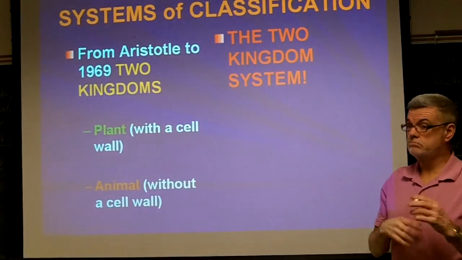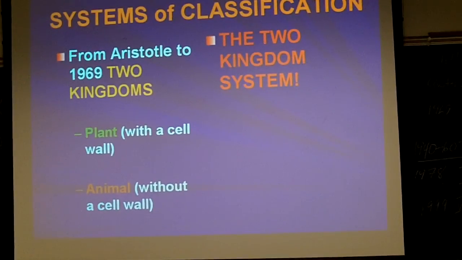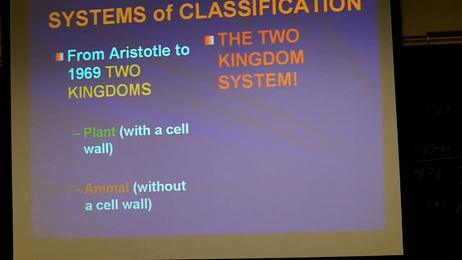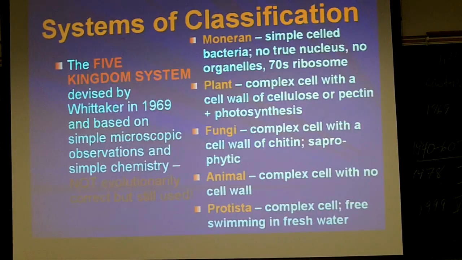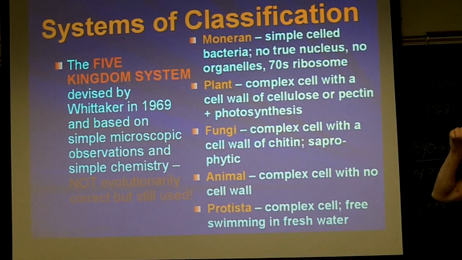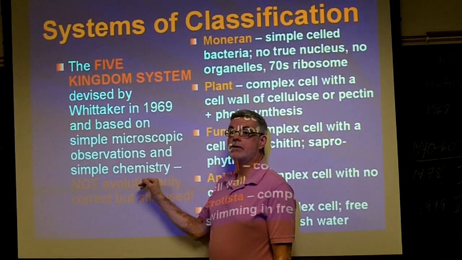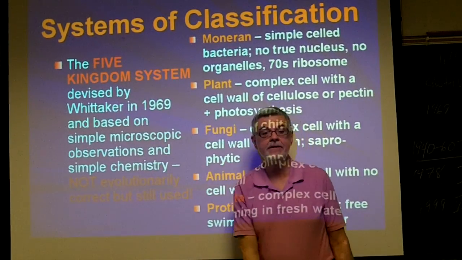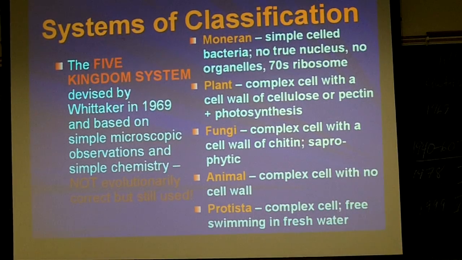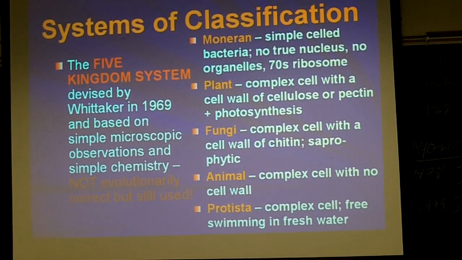And it was based on plain old observation, with the cell wall or without. And then, in 1969, Whittaker came up with this, well, let's just analyze the cell wall. Simple microscopic observation and simple cell wall chemistry was how we got the five-kingdom system. And I'm sure you learned the five-kingdom system, didn't you? Everybody does. You start in grade school, and then you go to junior high and high school, and all the way even to your freshman year in college, you learn the five-kingdom system.